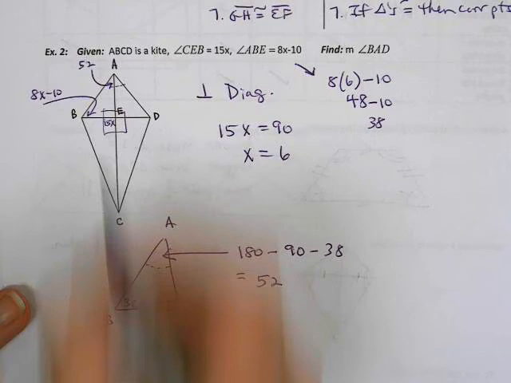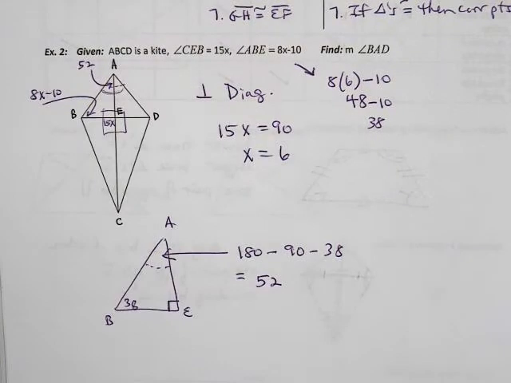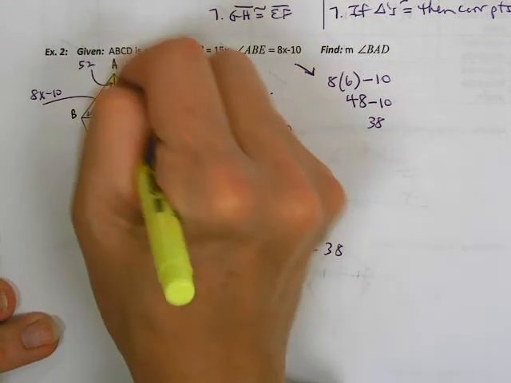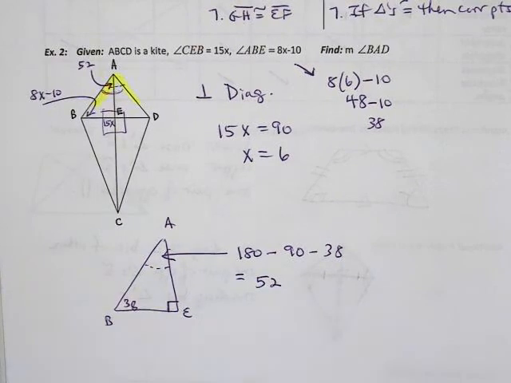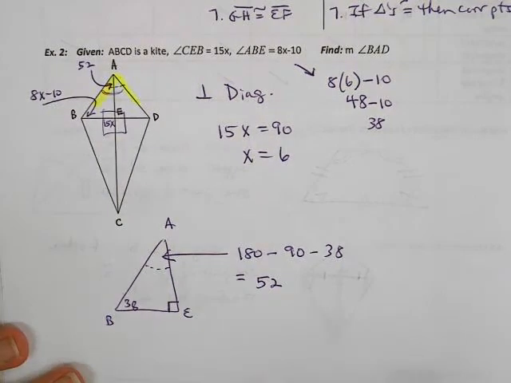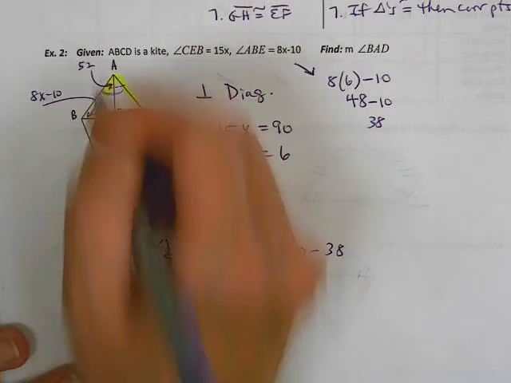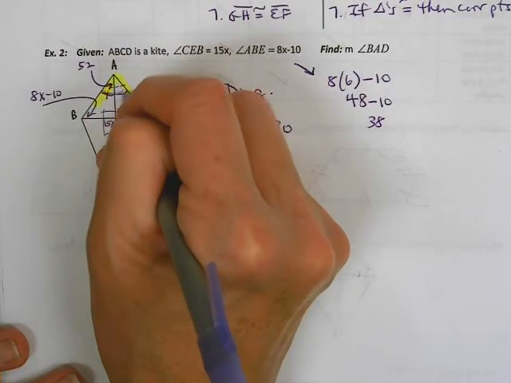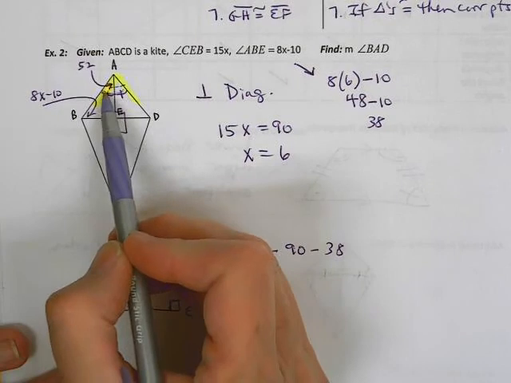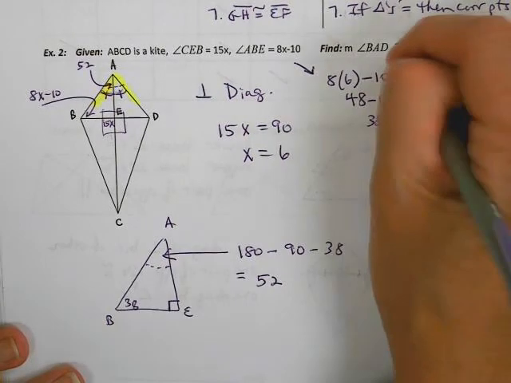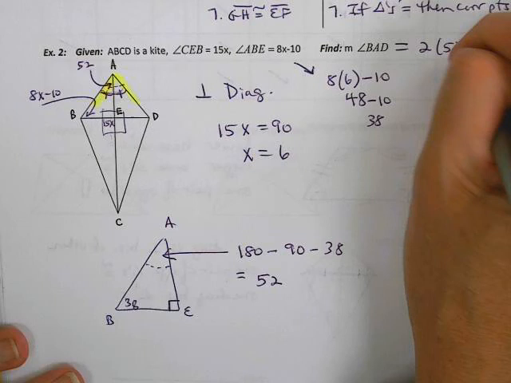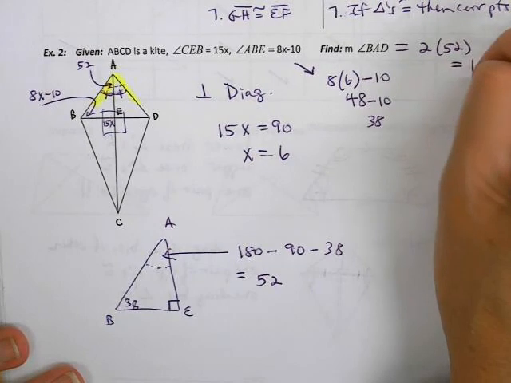Well, how does that help me get this whole angle? Because don't forget, this is the one I need, this whole guy. Well, if you look back at properties of a kite, you can look back at that chart. This diagonal bisects these two angles. So this angle is congruent to this angle. So if this is 52, this is 52. So that would be 2 times 52, which is 104.